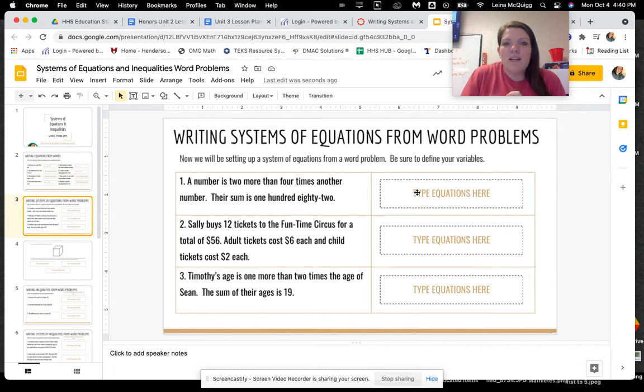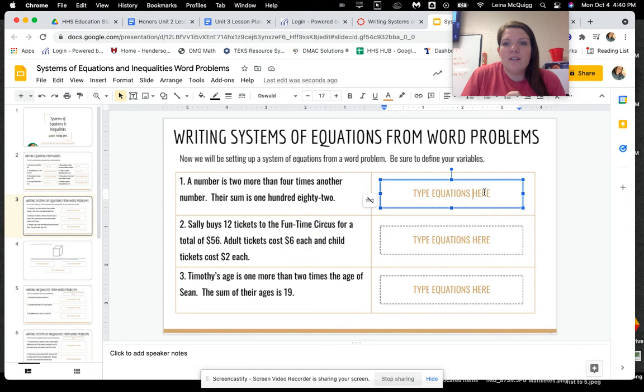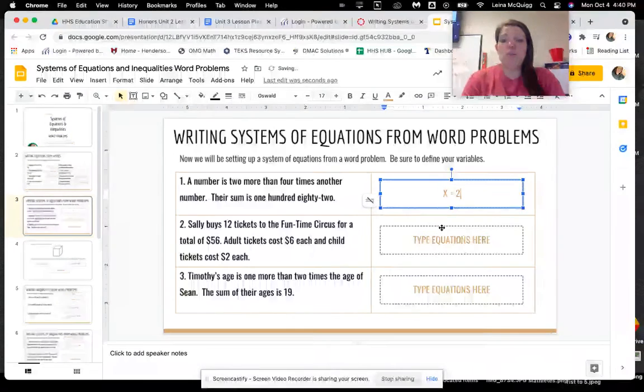So the first one says, I'm going to have two equations here. The first equation: a number is 2 more than 4 times another number. So a number, x, equals 2 more, and more than means plus, so 2 plus 4 times another number. I'm going to use y because I don't know what that other number is. So 4 times another number.